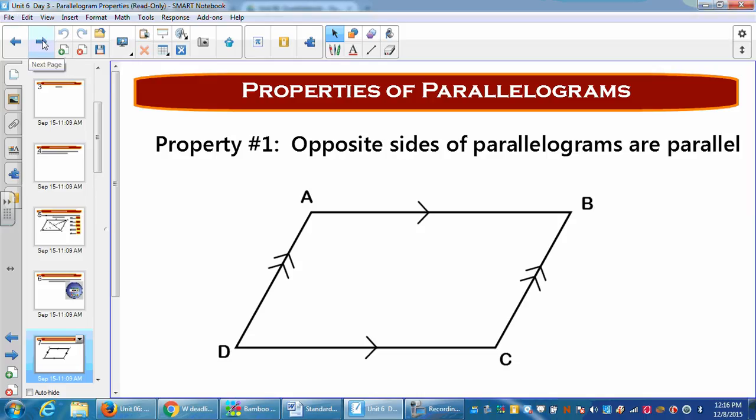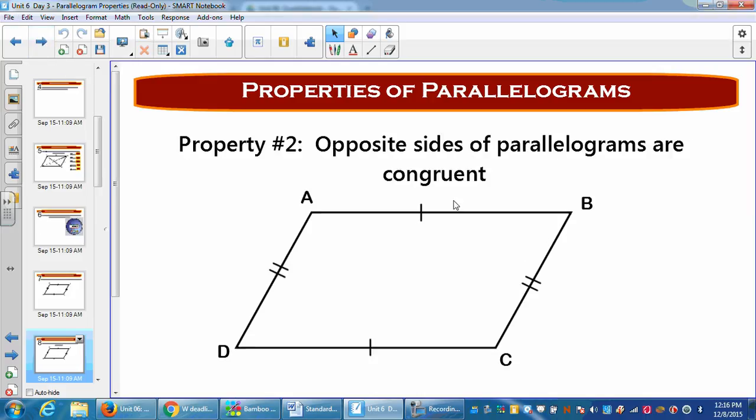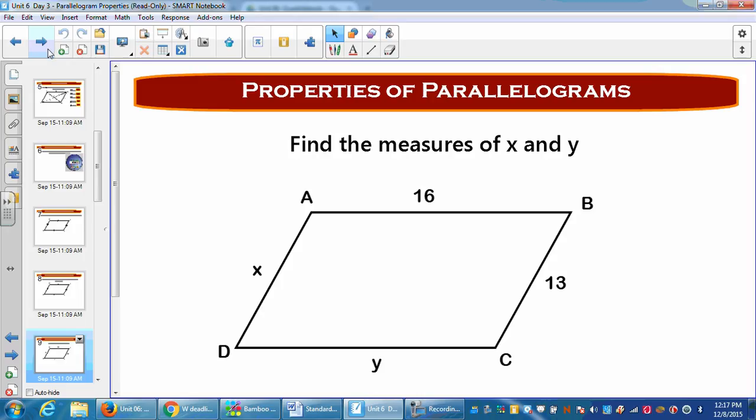Property number two. The opposite sides of parallelograms are congruent. So not only are they parallel, but those opposite sides are exactly the same length. Now, there's an example that goes along with that. Find the measures of x and y. Well, x is going to be the same measure as this one over here. So hopefully you can see that that's 13. Y is the same measure up there. That's 16.